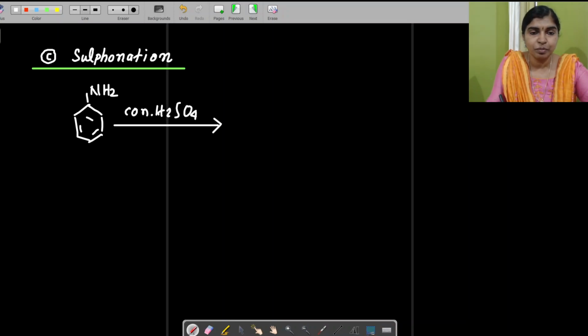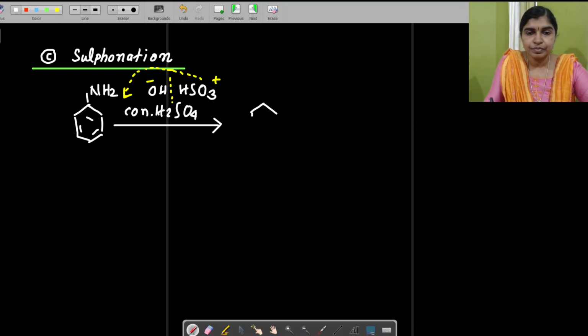So how will you explain the grouping? Yes, that is OH, and you can split it like as OH and HSO3, the splitting is like this. Here the OH minus and HSO3 plus. So this is the electrophile and this is OH minus. So this group is substituted here. So this is substituted in the ring, and you can write the equation like this.